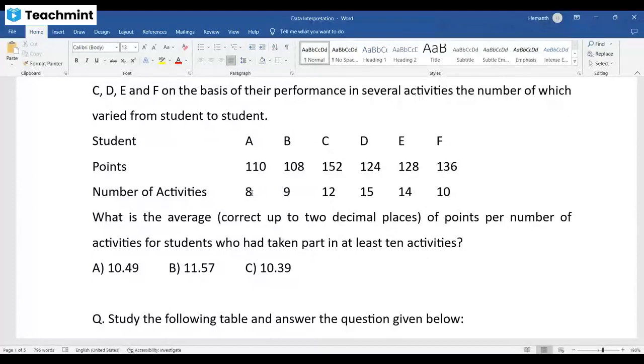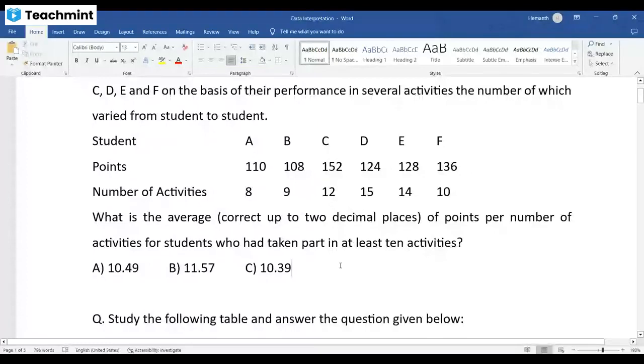The average is the sum or total divided by the number. So here, average points for students, they are asking, calculate the sum of all the points divided by the number of students. They are asking per activity, the number of activities for students. We need to do the sum of all this divided by this. Let's see what answer you got.